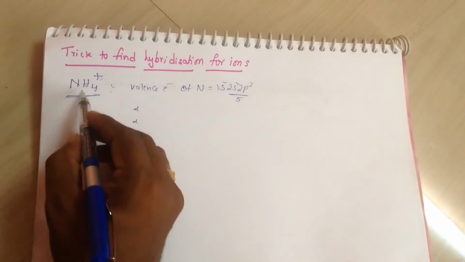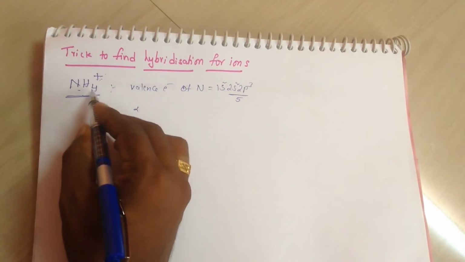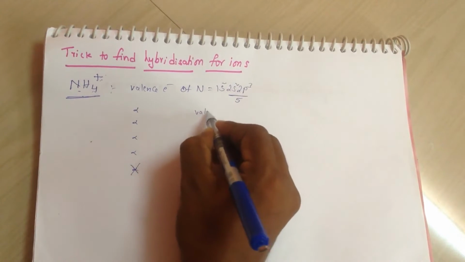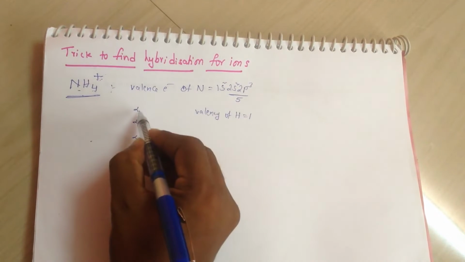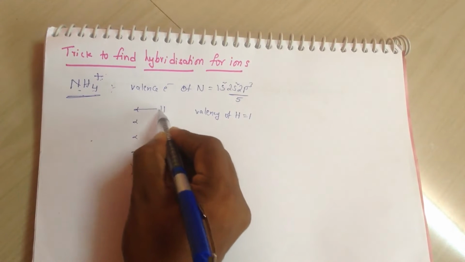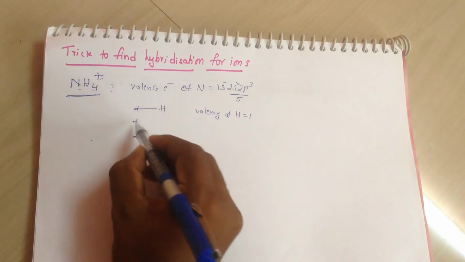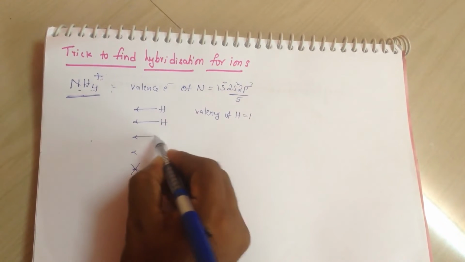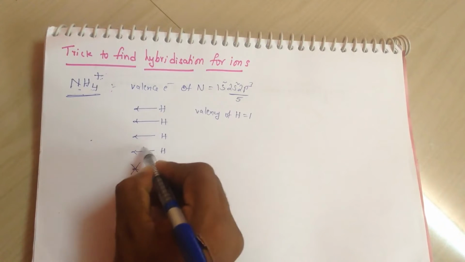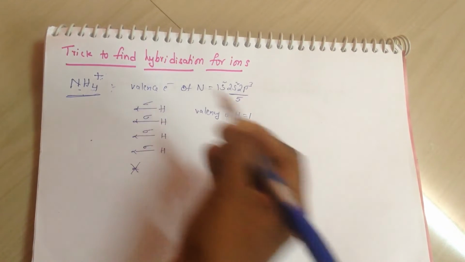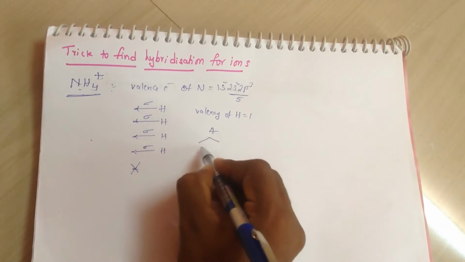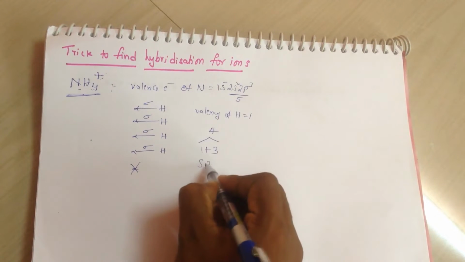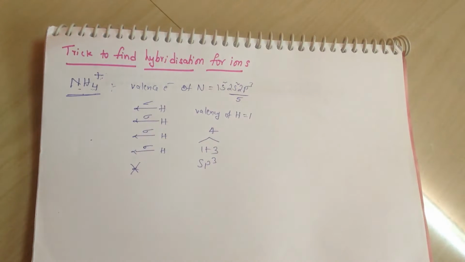Now the process is the same. Which atom is attached to that nitrogen? Hydrogen. What is the valency of hydrogen? The valency of hydrogen is 1, which means it will form one bond with 1 electron. We have 4 hydrogen atoms, so 1, 2, 3 and 4. So there are 4 sigma bonds present here. Clear? 4 sigma bonds means which hybridization? 1 plus 3, that is sp3 hybridization.